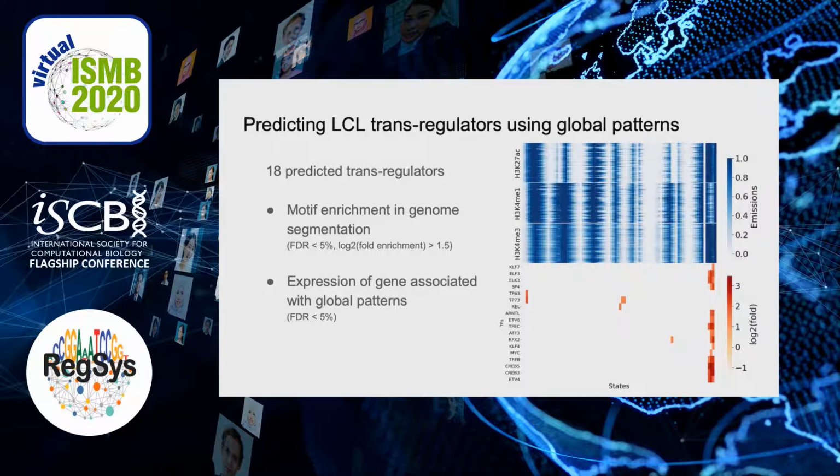Transcription factors that fall into both of these categories have a strong potential to act as trans-regulators because they have a potential mechanism by which they are regulated and affect other genes. We identified 18 genes meeting these criteria, and the heat map in red shows the log 2-fold enrichments for the states in which the motifs are significant.